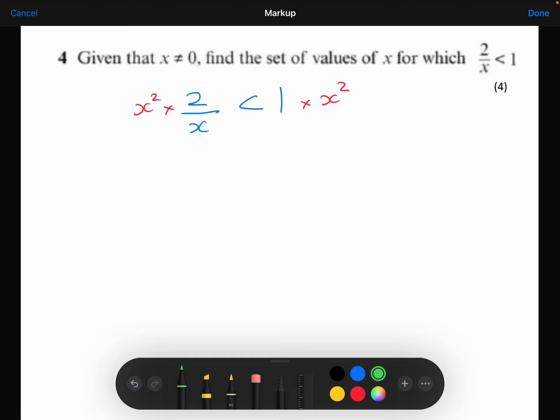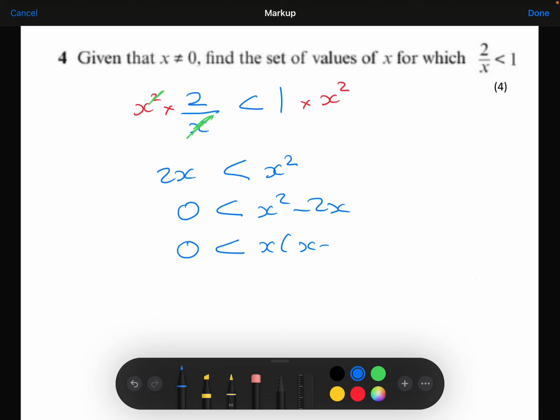On the left-hand side now, the x squared is going to cancel this x out here, and we will just get x times 2. And then we've got 1 times x squared. Take the 2x away from both sides. We can now factorise the right-hand side. We can take x outside.